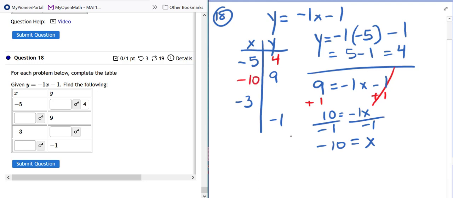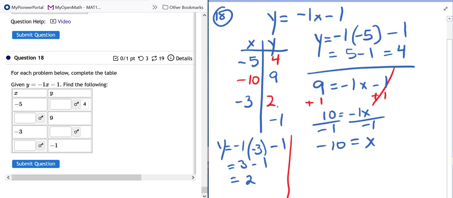Right? And we'll do the -3 here. -3 will be easier because we're plugging right into x. So y equals -1 times -3 minus 1. So this is 3 minus 1 is 2. And did we look at the answer on that one? We did. So this one is 2.